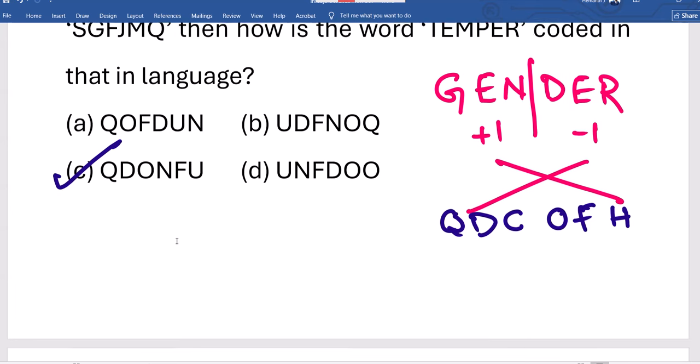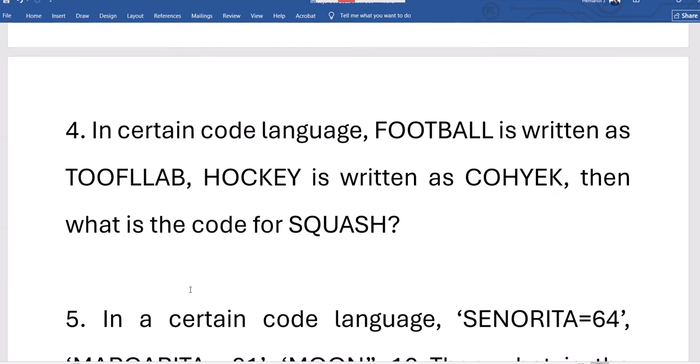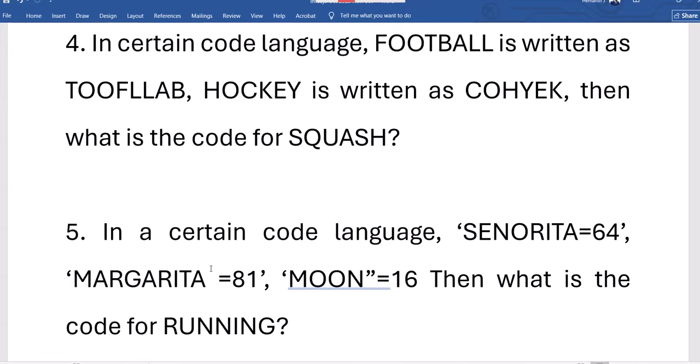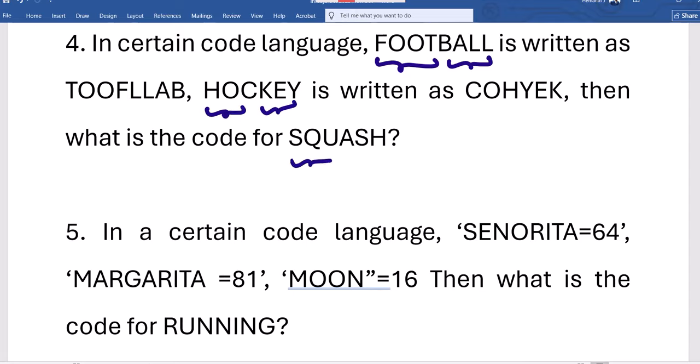Temper is this. Now, see the fourth one. I think it's easy for you. Options not given wantedly. Divided into half, two groups and swapping. So it should be UQSHSA.